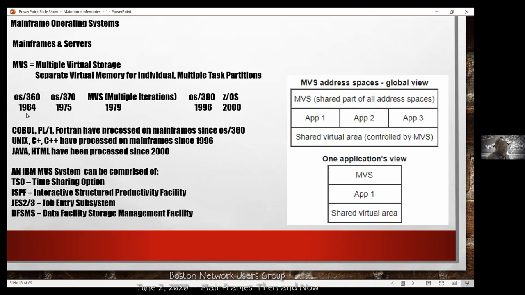Going back to the OS 360, which was introduced in roughly 1964, were single partition machines, not multitasking but pretty much single tasking, running different applications at different times in one region of the machine. So whichever one had priority, be that payroll, checking accounts, whatever, that's what ran on the machine at the time. From 75 to 79 was OS 370, and then into MVS and multiple iterations.